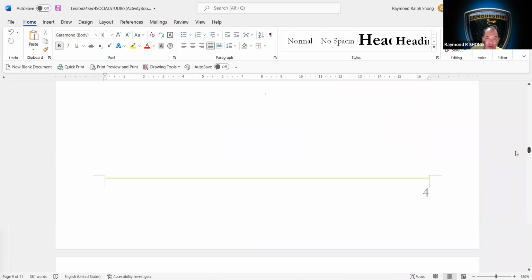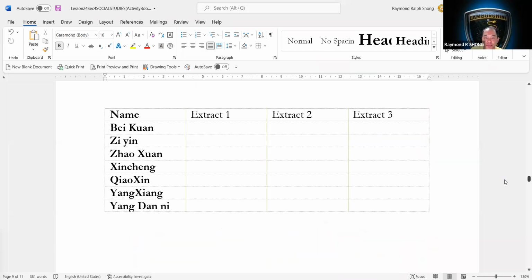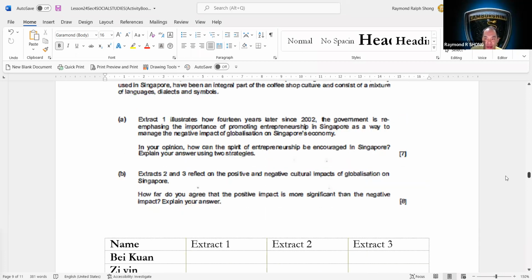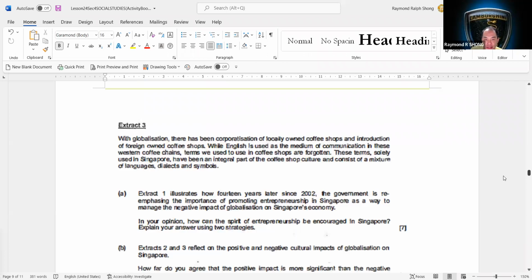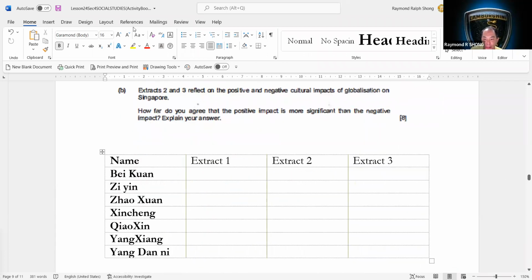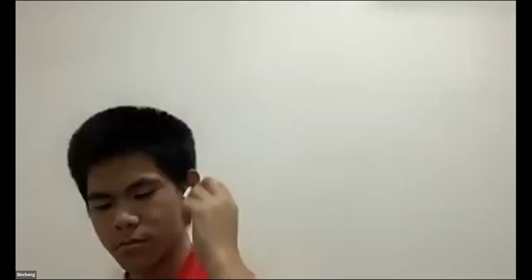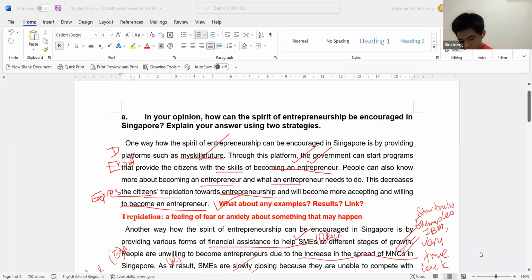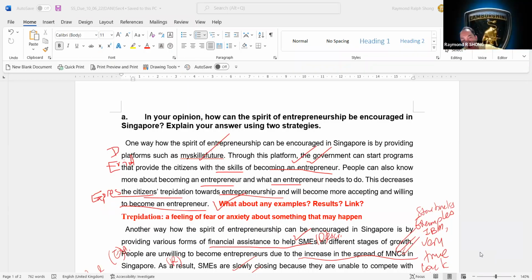While going through Danny's answer later, I would like you to really put it in this answer here, your extract one and two, okay? Let's go to Danny. Are you ready to share your answer? Later, Pei Kun, you're going to go through your answer, your school exam paper. Let's go. Danny. In your opinion, how can the spirit of entrepreneurship be encouraged in Singapore? Explain your answer using two strategies. Give it to the class, please.